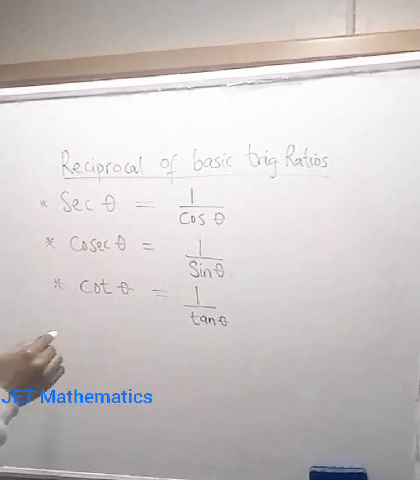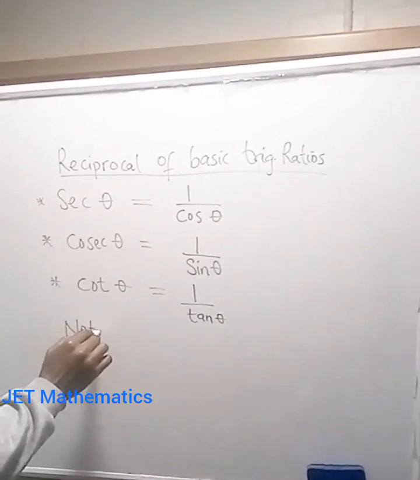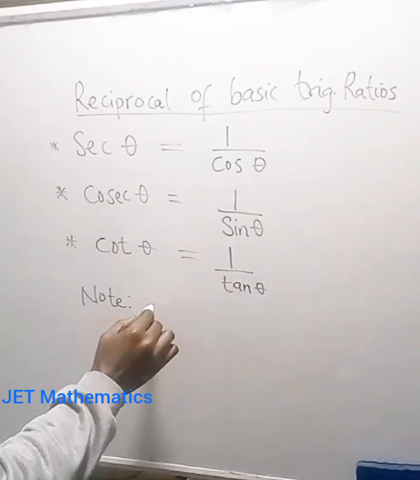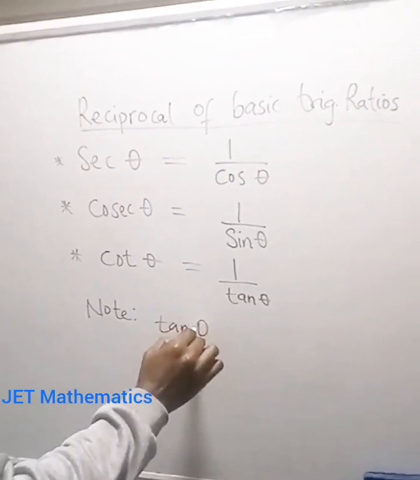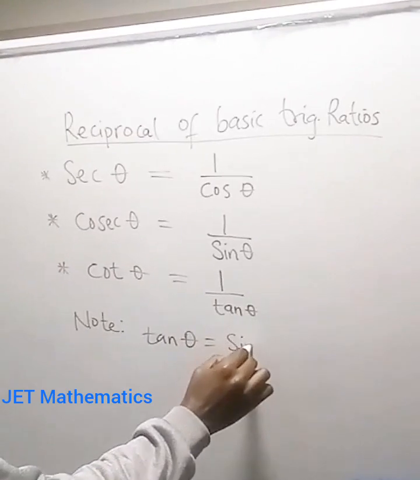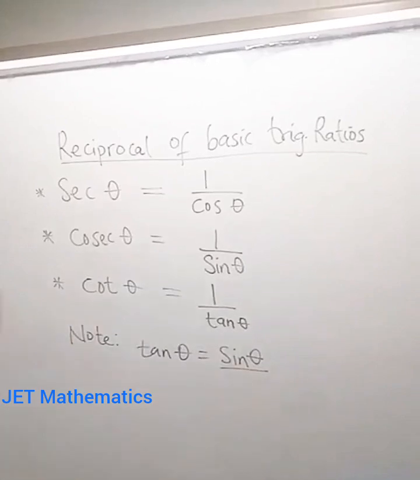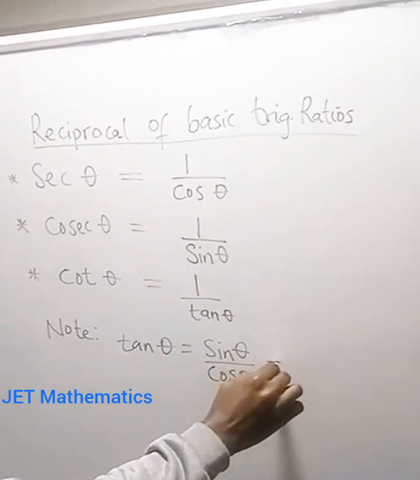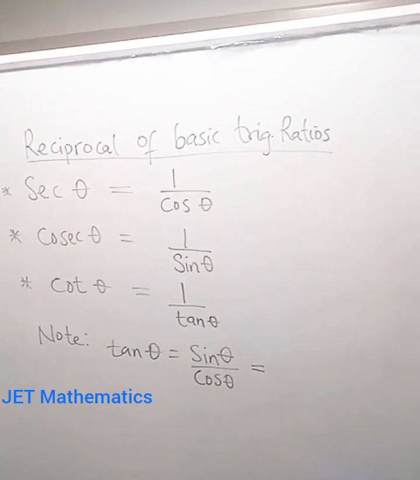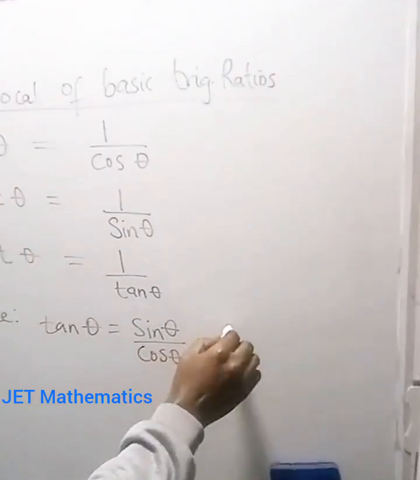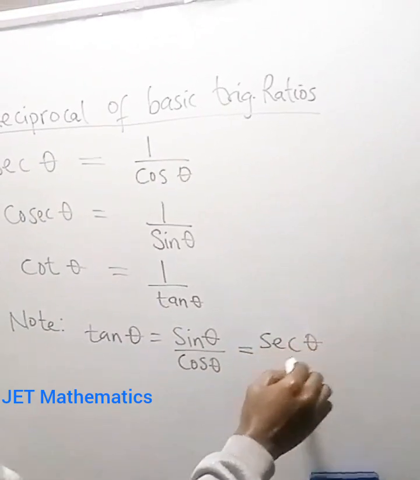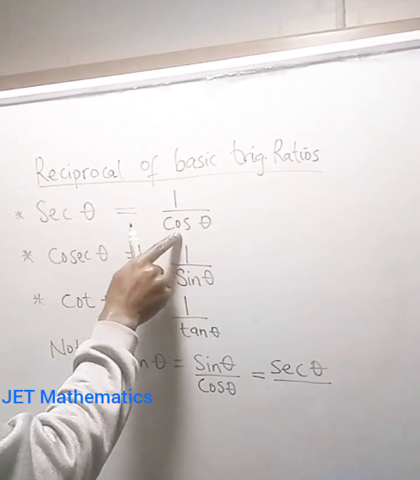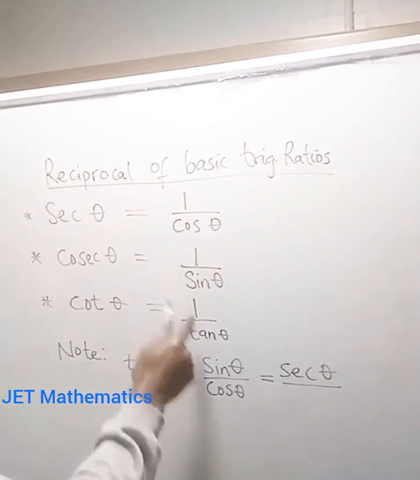But before we do that, note. These are very important results. Note that tan theta is equal to sine theta over cos theta. It can also be equal to sec theta over cosec theta.